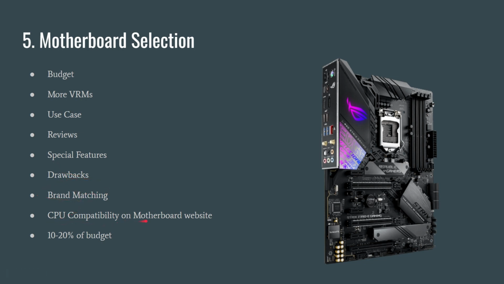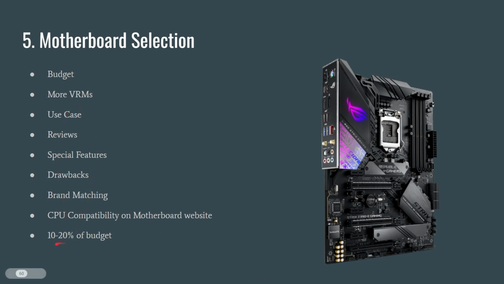CPU compatibility on the motherboard website. This is important. You can have a compatible CPU just by socket type, but also definitely look on the motherboard website to make sure that part is completely compatible with the CPU you're planning on buying, because you already selected that CPU.